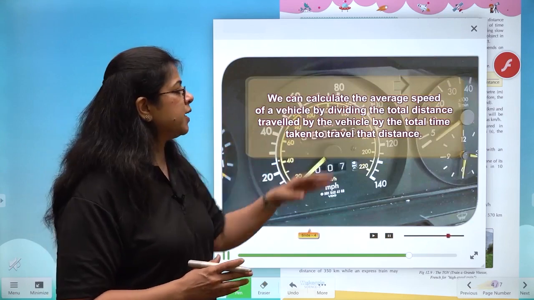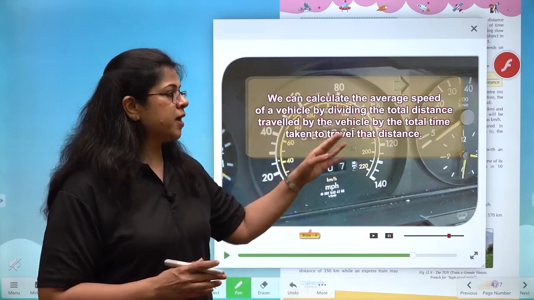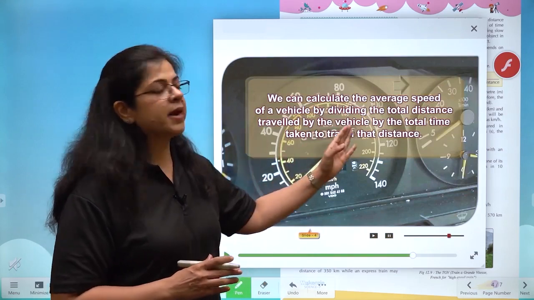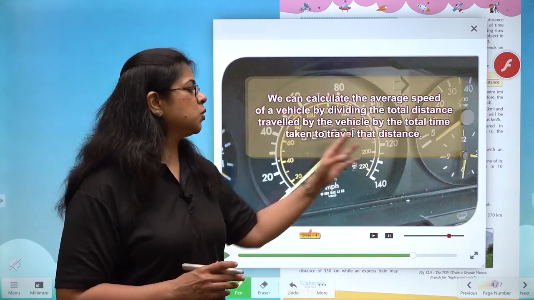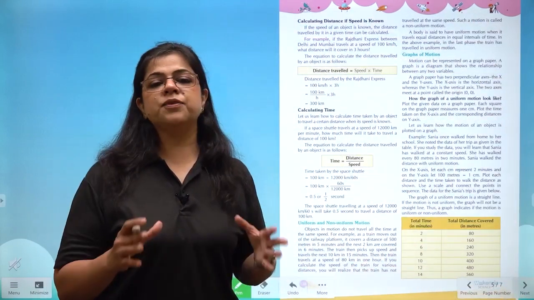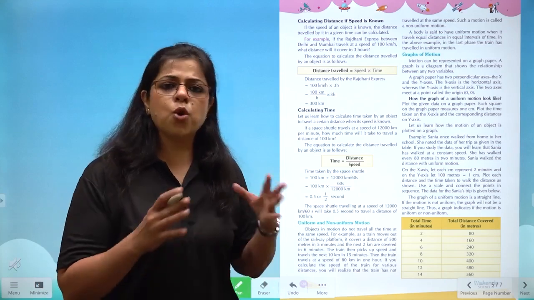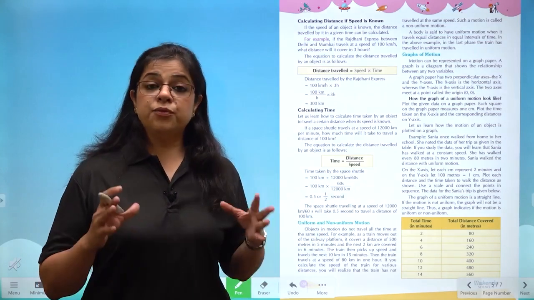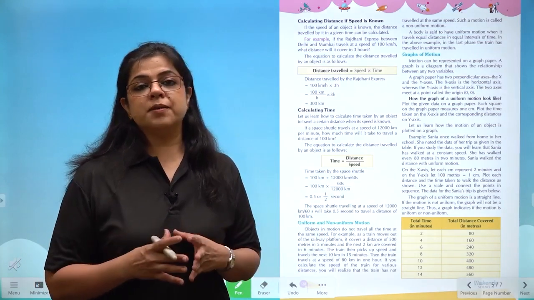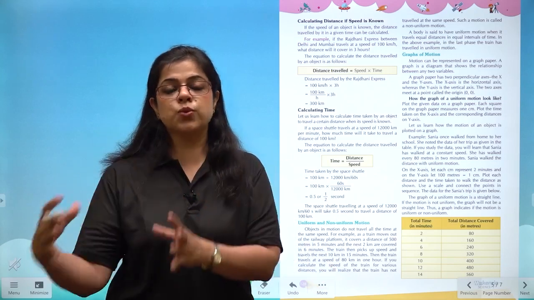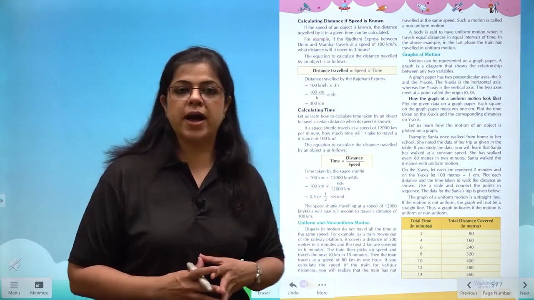So we can calculate the average speed of a vehicle by dividing the total distance traveled by the vehicle by the total time taken to travel that distance. This is a simple formula that we use in case of all the activities that we do all around us. Now we know that motion का मतलब है the change of position of an object from one place to another with respect to the environment.